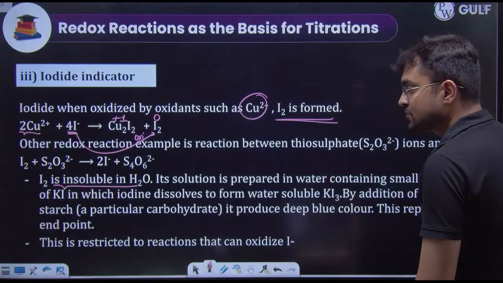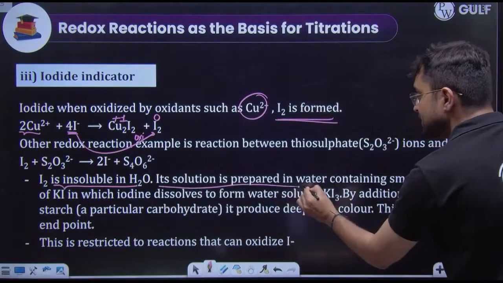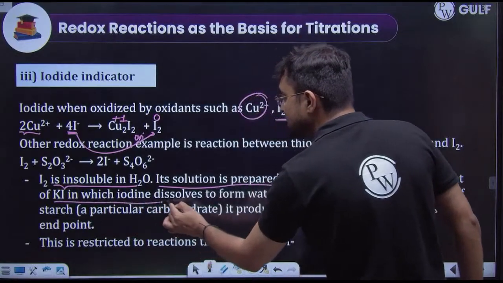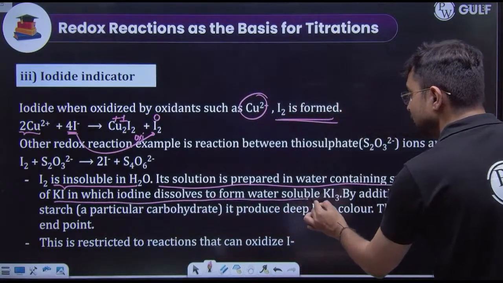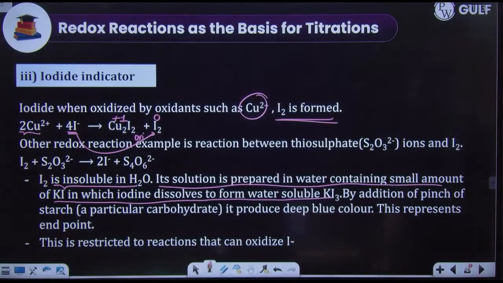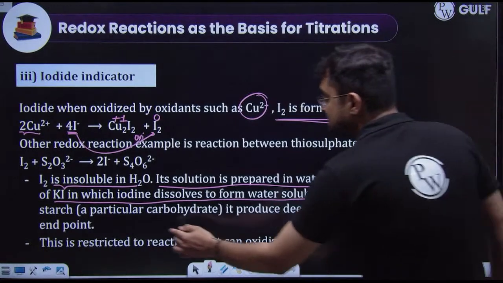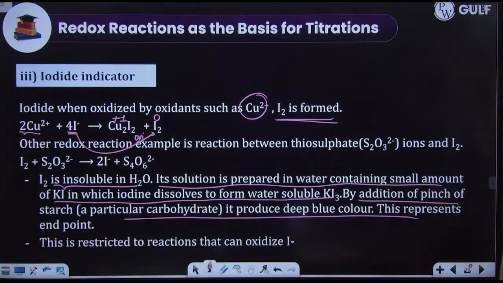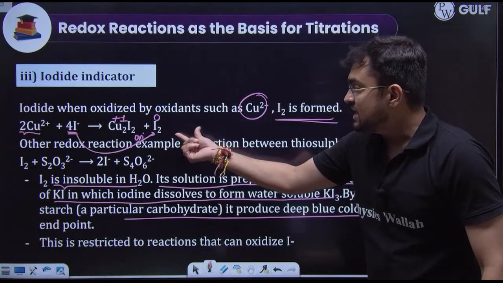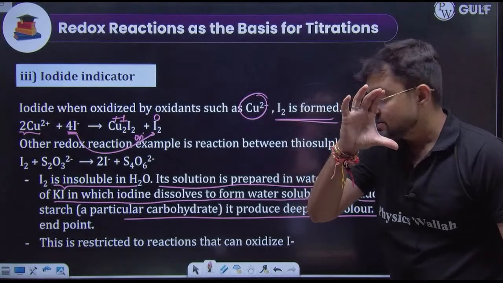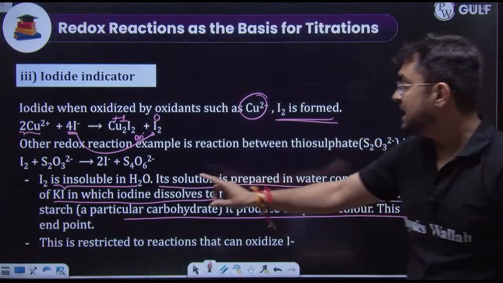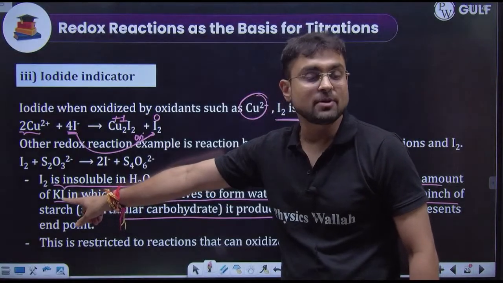in water. So its solution is prepared in water containing a small amount of potassium iodide, in which iodine dissolves to form water soluble KI3. Now by adding a pinch of starch, it gives a deep blue color which shows the end point. So what we do is, the solution that we are making in the conical flask, in that we add water, but along with water we add KI also, potassium iodide also.